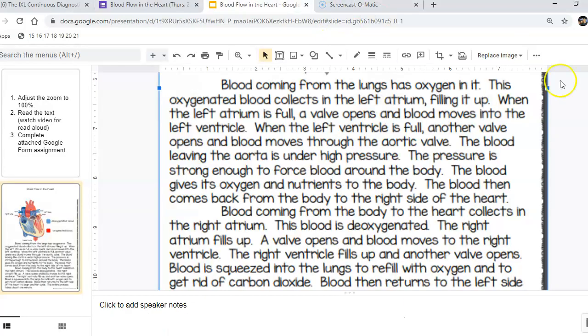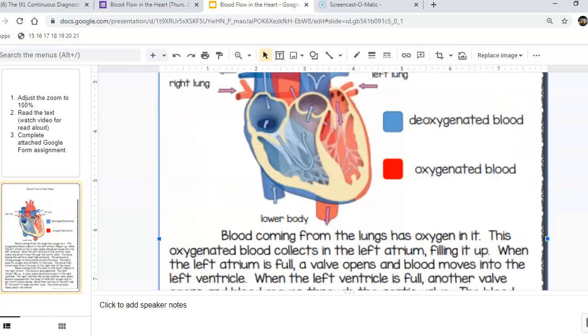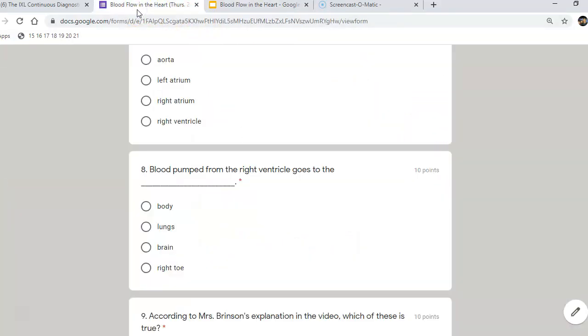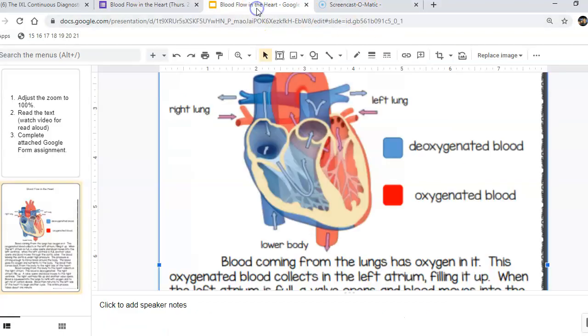So remember, here's our right ventricle. It's blue. It's deoxygenated. We can't pump this to the rest of the body, can we? Because it doesn't have oxygen in it. So where does that have to go to get the oxygen? That's what this question is asking us.